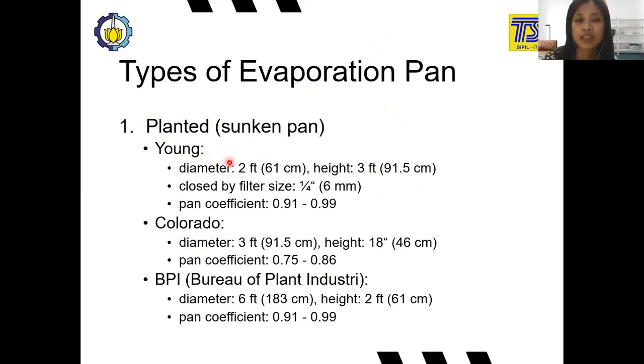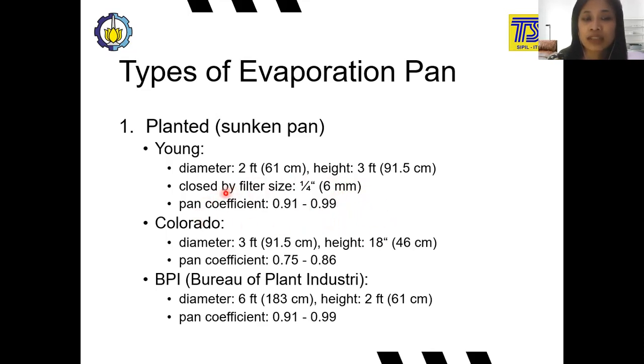For the Young type, the size is 2 feet. Here we have the units of feet and inches because it's using the American standard. So that's why. And if we convert it into the metric standard, 2 feet becomes about 61 centimeters, and it has a height of 91.5 centimeters. It is covered by a filter with a size of 6 millimeters. So the filter can be used as a safety net, so the trash does not go inside this planted pan.